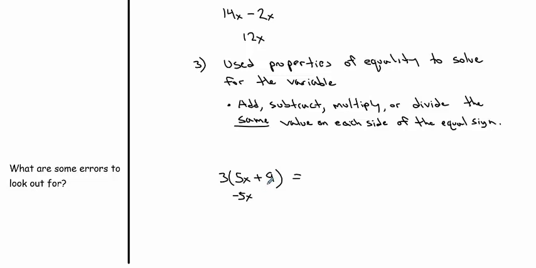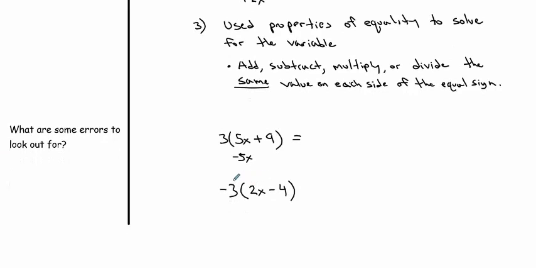The other thing to look out for are negative numbers. Negative numbers can be tricky sometimes, so you have to remember your rules for subtracting negative numbers. For example, if we have negative 3 times 2x minus 4. If we're using the distributive property here, remember your multiplication rules. So this would be negative 6x, and negative 3 times negative 4 would be positive 12.